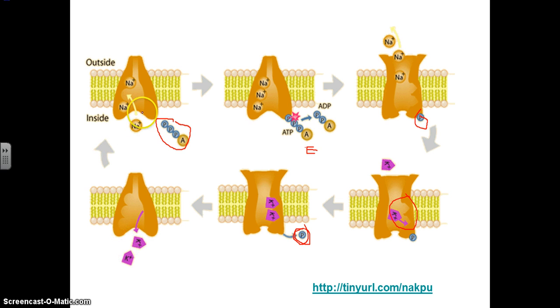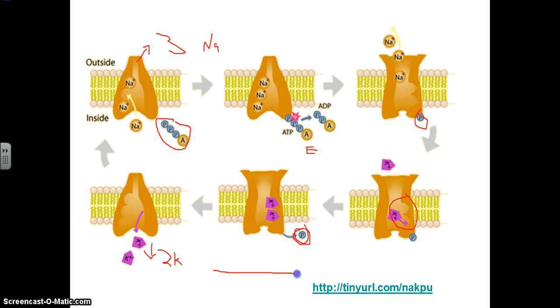But notice, and this is the key point of this: for every 3 sodium that get pumped out, this is important, so for every 3 Na that get pumped out, 2 potassium get pumped in. That's important. 2 K get pumped in. This has a consequence.